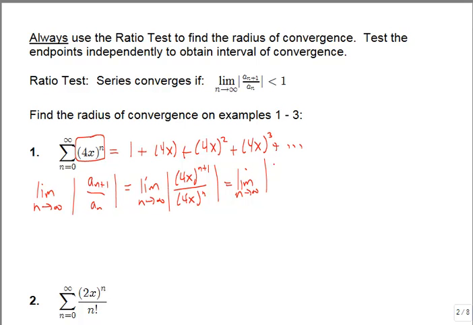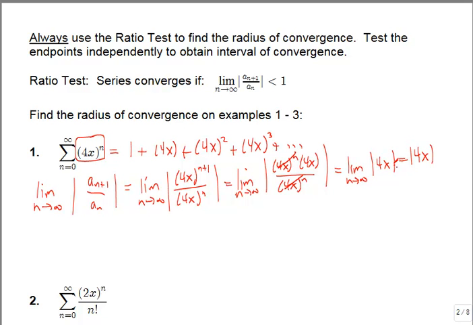So this becomes 4x to the n times 4x to the first, or just 4x, over 4x to the n. So these 4x to the n cancel out, and this just becomes the limit as n goes to infinity of the absolute value of 4x. There's no n in there, so 4x is kind of like a constant. It's not a function of n. So the limit of a constant is that constant back again. So this limit will be the absolute value of 4x.